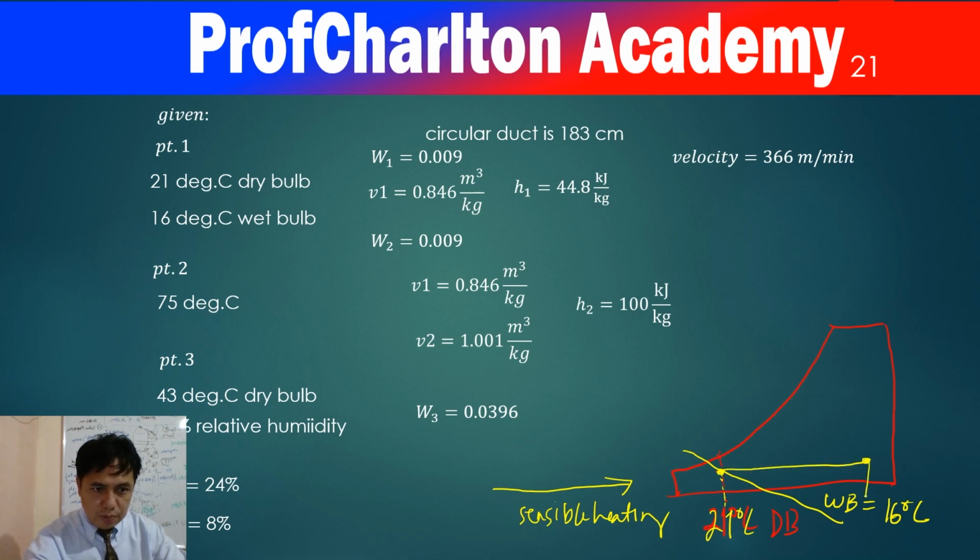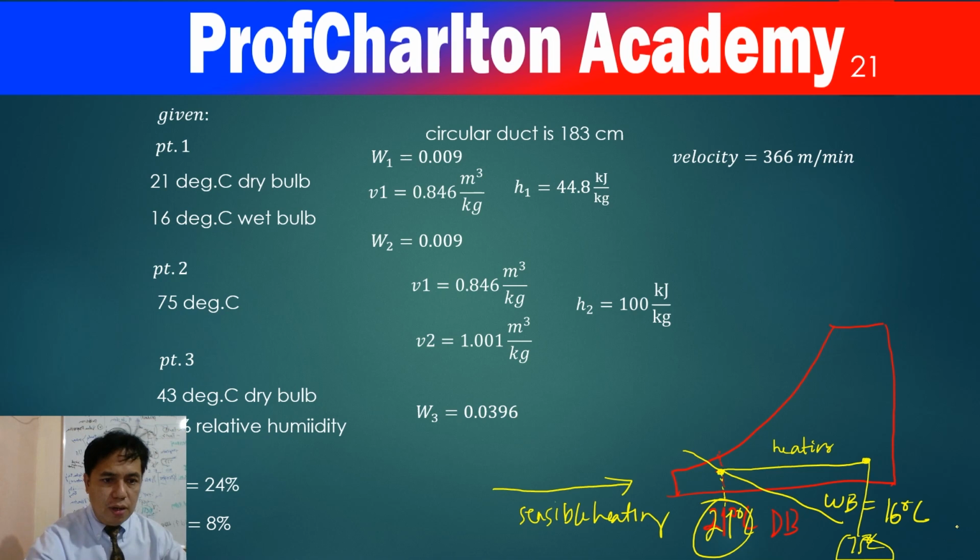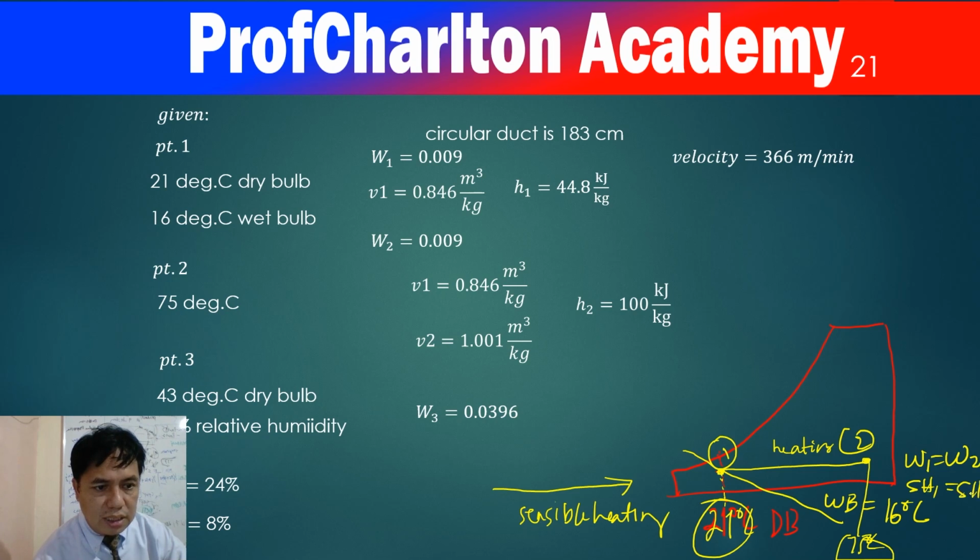Let us say that this point is 75 degrees centigrade. From 21, it becomes 75 degrees centigrade. So that is heating, because it's a heater, sensible heating. What can you say about this process? The straight line tells us that the specific humidity is constant, so specific humidity 1 is just the same as specific humidity 2, or SH1 equals SH2.